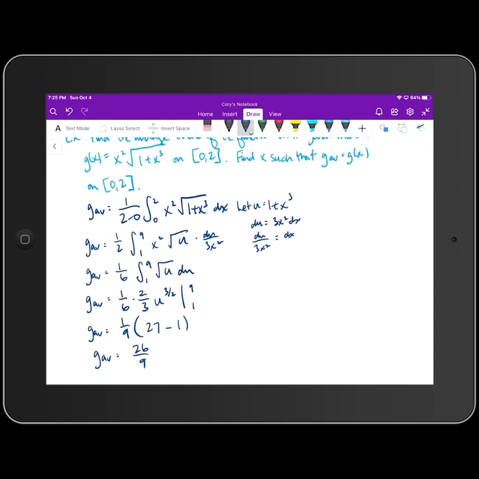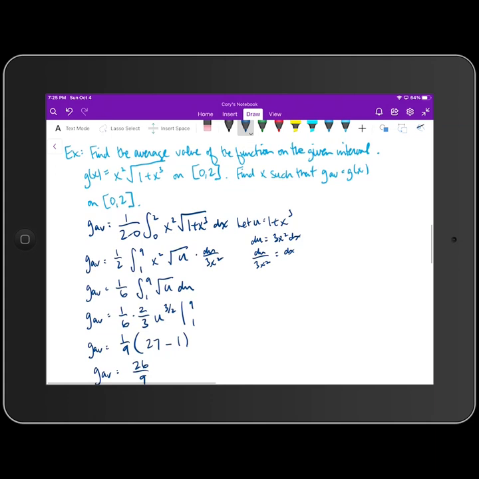Okay, and then we're asked to find x such that the average value of g is equal to g of x. Well, we first want to make sure that we can determine that. So when I look at the function g on the closed interval from 0 to 2, the only values we have to worry about are those values which are going to make the argument of the radical negative, because I can't take the square root of a negative number.